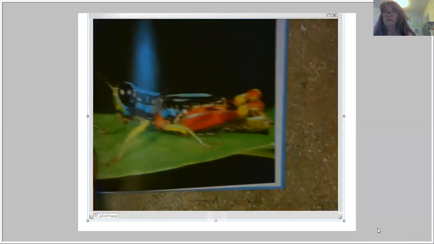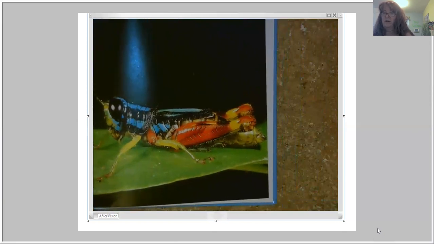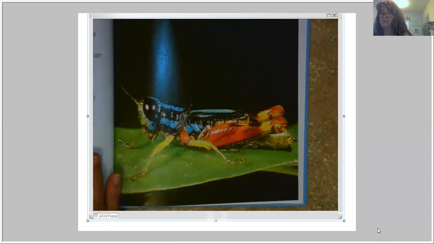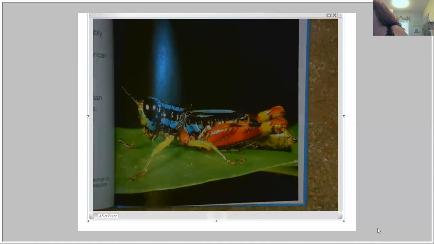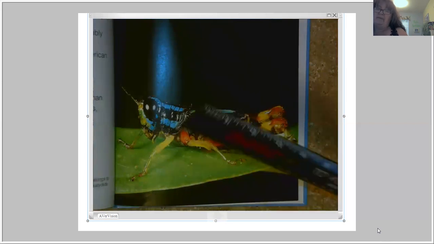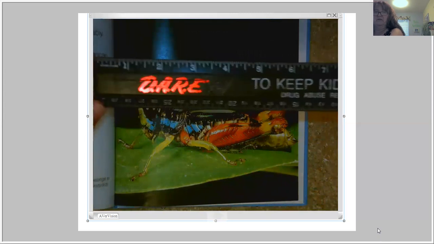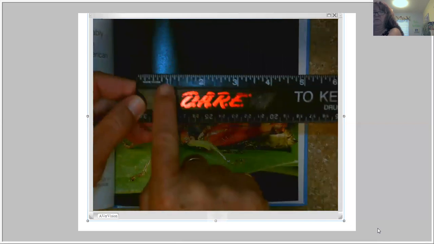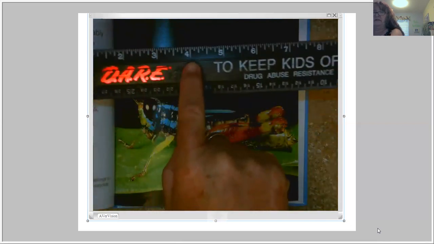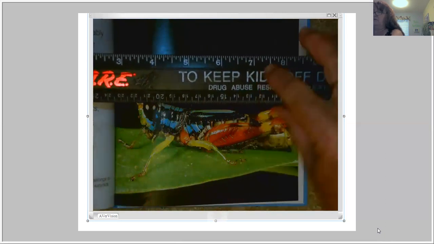Walking sticks and leaf insects look remarkably like their namesakes, sticks and leaves. One walking stick species is the longest North American insect at 7.5 inches. Now, this is not the picture of the walking stick. This is just the picture that's in the book. But I have a ruler, and I'm going to try to fit in 7.5 inches of my ruler. So here's my 0. It starts right here where my finger is. And if you follow along my ruler till we get to 7, and then half, so right here.